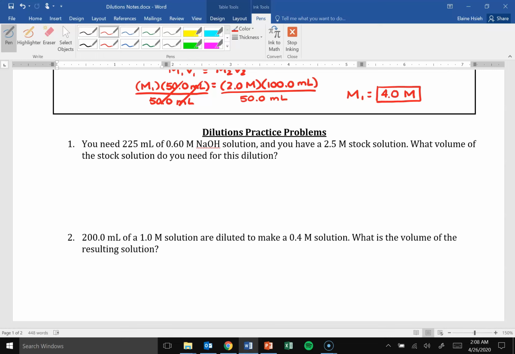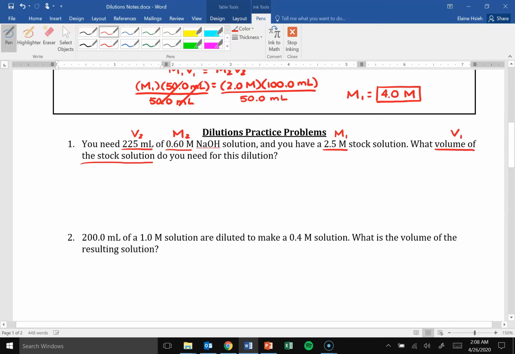Again, let's look at our givens. 225 milliliters of 0.60 molar is what is needed. So that means that will be after the dilution. So that will be V2 and M2. It says you have a 2.5 molar stock solution. Remember that stock means that it is from the cabinets. So that is M1. And it's asking you for the volume of the stock solution. And that means we're looking for V1.